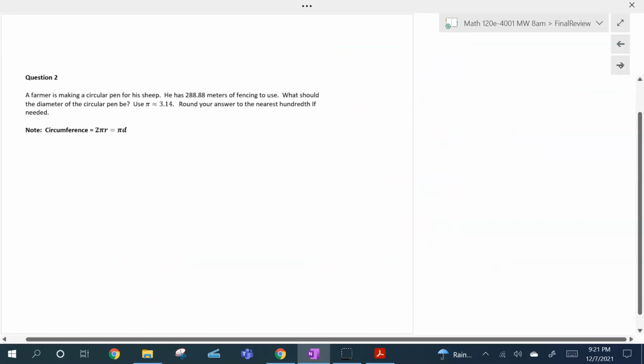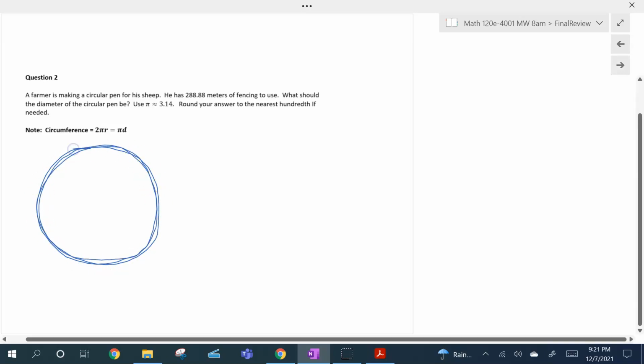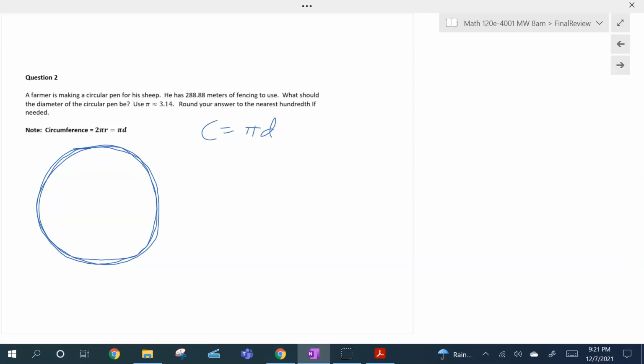A farmer's making a circular pen for a sheep. He has 288.88 meters of fencing to use. What should the diameter of the circular pen be? So here's the fencing, right? That's our circumference. Circumference equals 2 pi r, but I'm going to use pi times diameter since they're asking for that diameter. So you get 288.88 meters equals pi times the diameter. What's that diameter got to be?